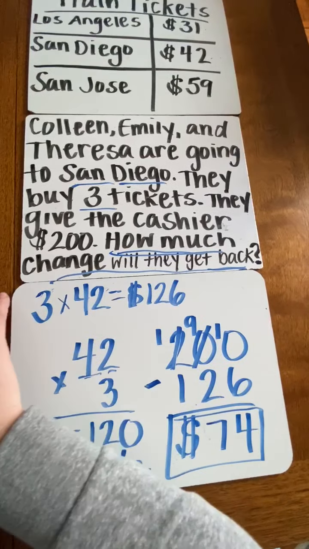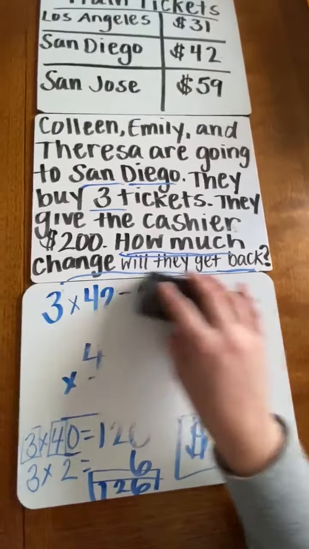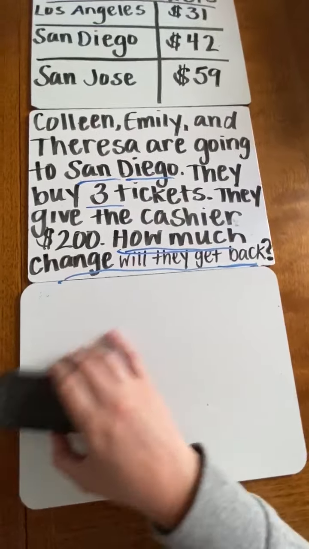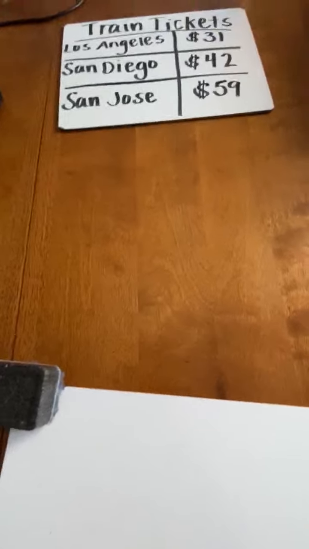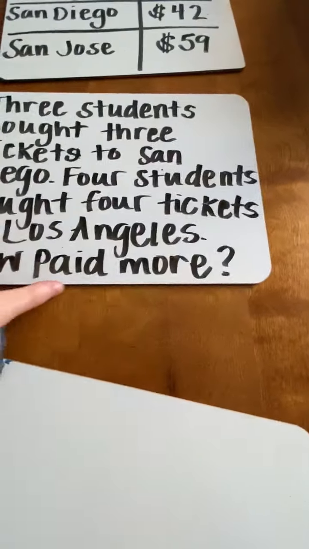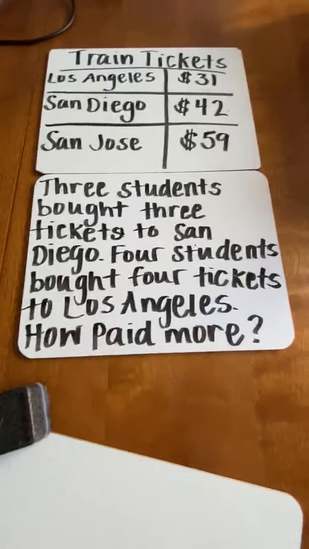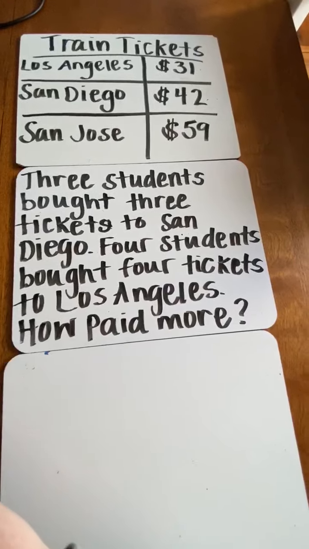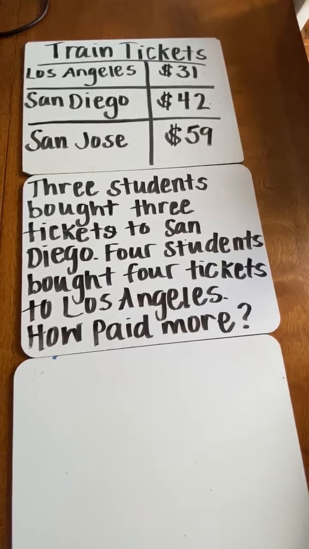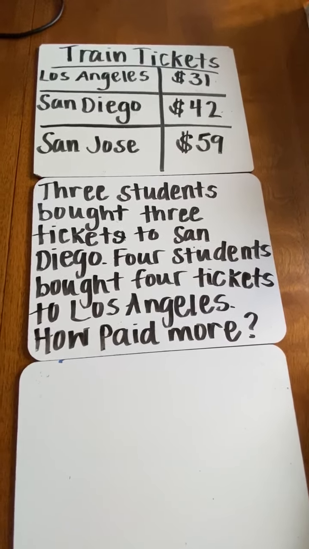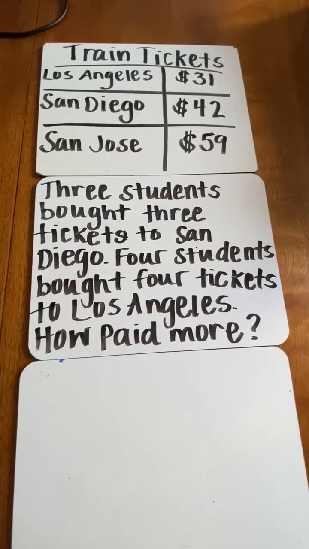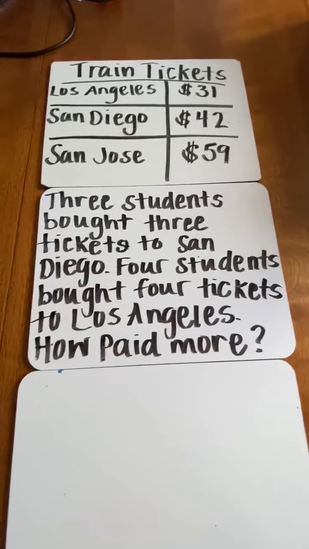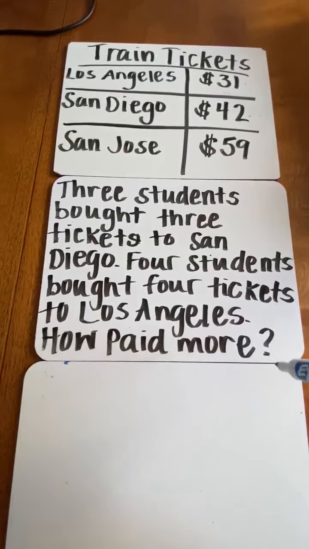All right, we're going to do one more together. All right, let's look at this question. So my next question reads, 3 students bought 3 tickets to San Diego. 4 students bought 4 tickets to Los Angeles. Who paid more? Okay, so I need to know who paid more.